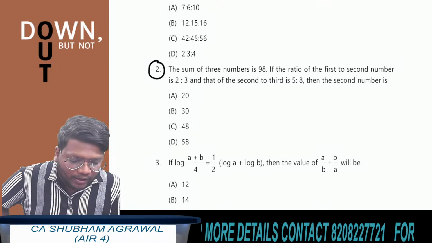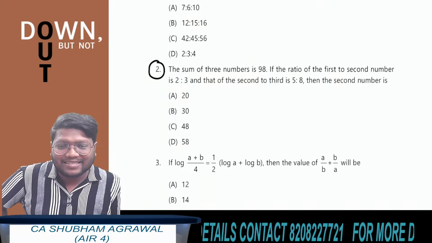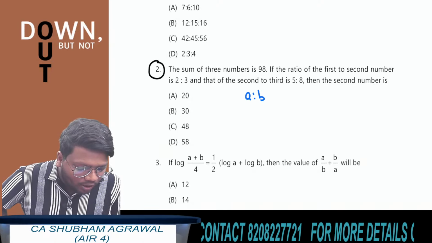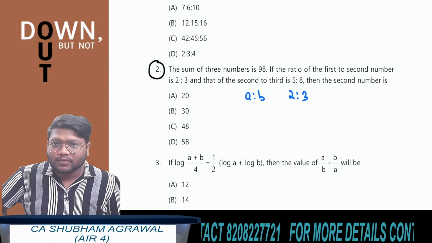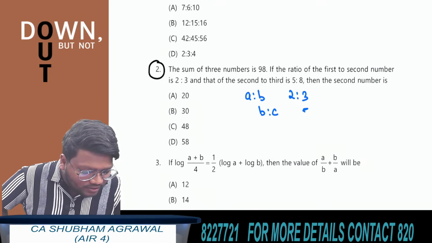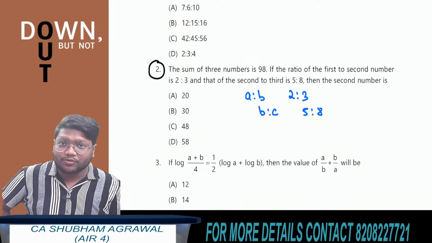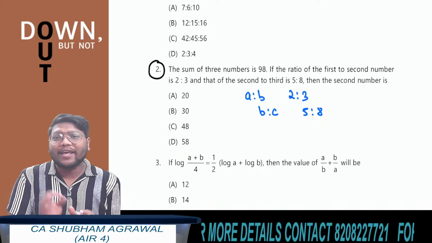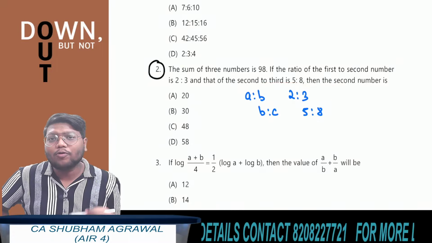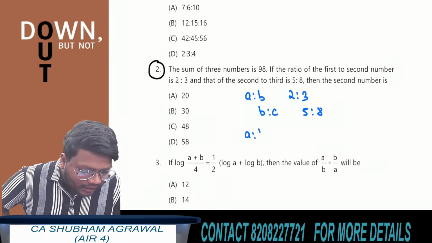See how to get the answer for this question. Let's say first number is A, second number is B, and third number is C. So it is given in the question that A is to B is 2:3, and also it is given that B is to C is 5:8. Now tell me how to find A is to B is to C. If we know A is to B and B is to C, how to find A is to B is to C? Very simple.